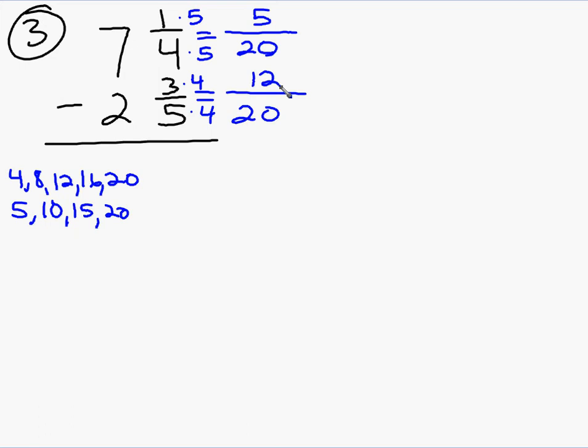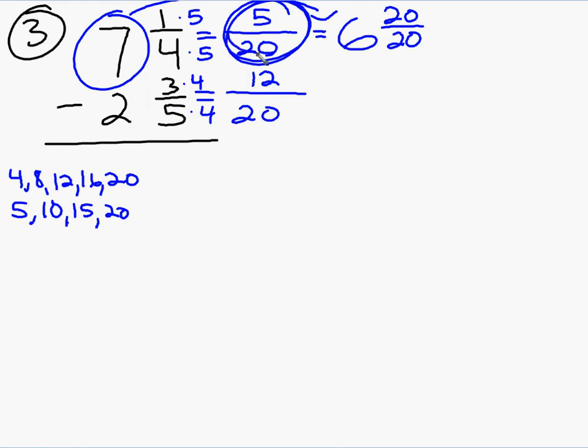Now we can see that I need to borrow or rename. Do you see that 12 is bigger than 5? So we are going to rename the 7. We're going to take 1 off of it, and we're going to call it 6 20/20. But how many 20ths did I already have? Didn't I already have 5/20? So I need to add that in. I need to add the 5/20. So now I have 6 25/20.